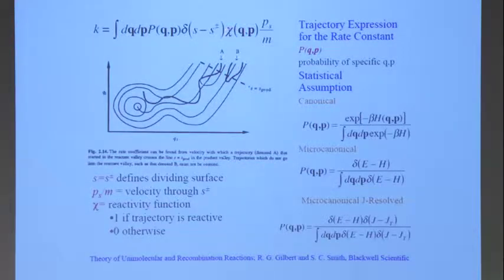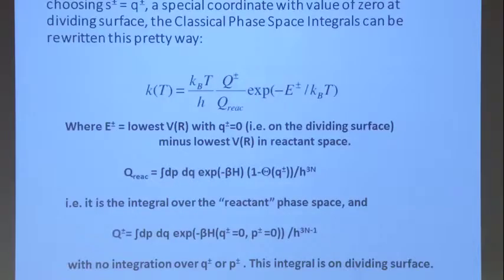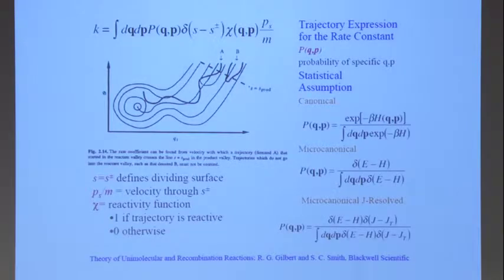And then this thing is your probability that you're at the boundary, and this is your rate across the boundary, your flux. And this just counts whether the trajectory is going from reactant to product or not. If it is, then you say it's 1. If it's not, then it doesn't contribute. So that's the classical trajectory expression.